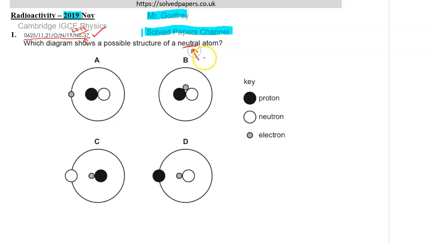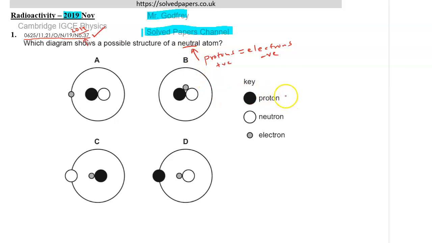If it's a neutral atom, then the number of protons in the nucleus is equal to the number of electrons. Remember that protons are positively charged, electrons are negatively charged. Therefore, equal positive charge and negative charge will cancel out and the atom will be neutral.